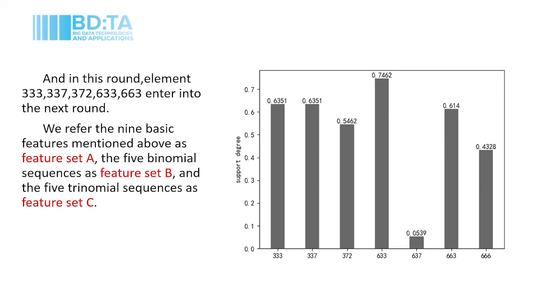So now we have the 7 types of behavioral data as basic features, and we can calculate 2 other basic features, that is, the total number of the participant's learning processes and the total time of participant learning. So finally, we got 9 basic features, and we denote them as feature set A. The 5 binomial sequences are feature set B, and the 5 trinomial sequences are feature set C.